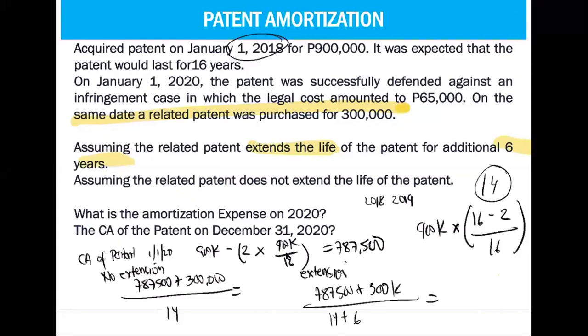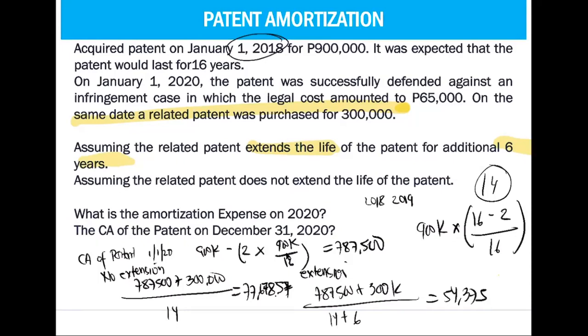Okay? So if there's no extension, what is the annual amortization? So we have here 77,678.57. Okay? If there is an extension, 787,500 plus 300,000 divided by 20 years, we have 54,375. Okay? Let's go back to this example.